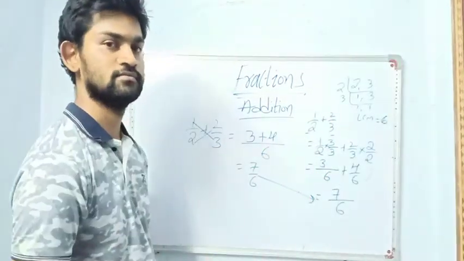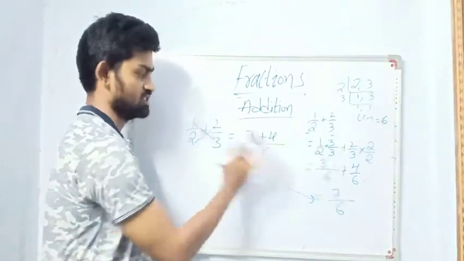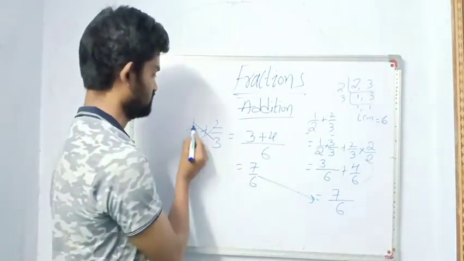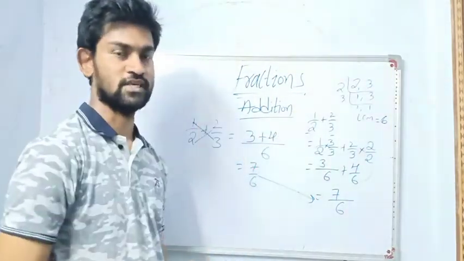Directly you can do. See here, 2 3s are 6. Multiply both the denominators. 2 3s are 6. Then do cross multiplication. 1 into 3, 3. 2 2s are 4. 3 plus 4, 7 by 6.